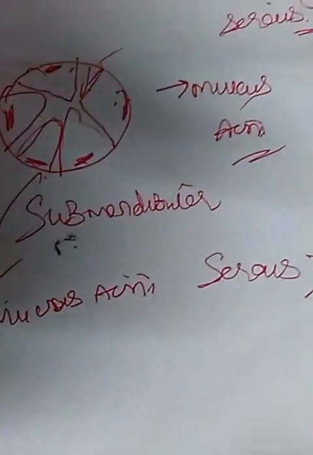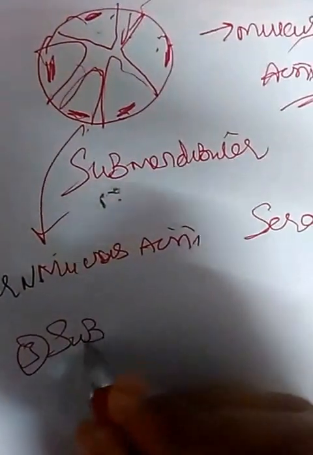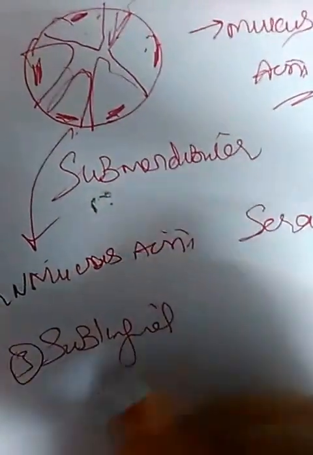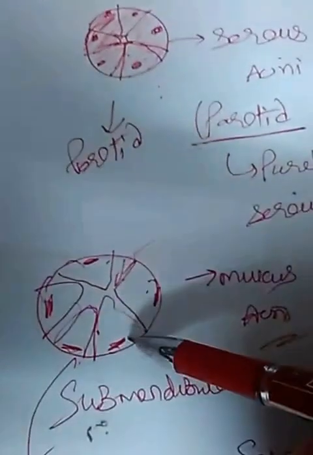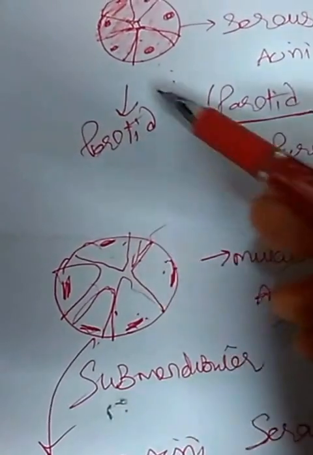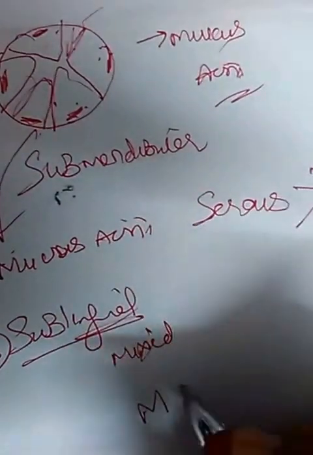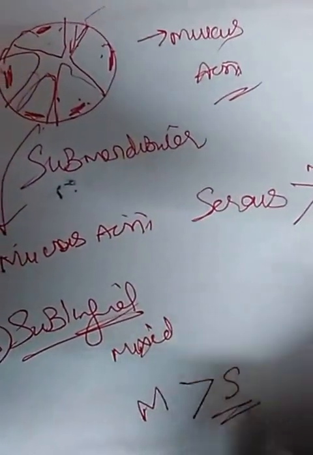And one more thing, third is the sublingual gland. In the sublingual gland, again both serous as well as mucus acini will be present, but mucus acini are more in number as compared to serous acini. So sublingual is also mixed, but mucus acini are more than serous acini.